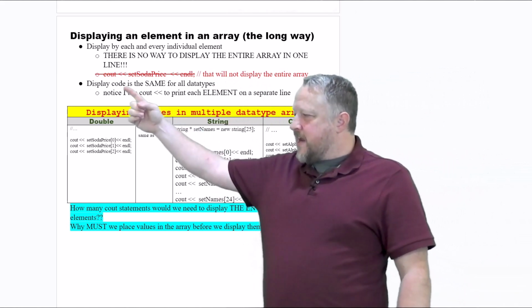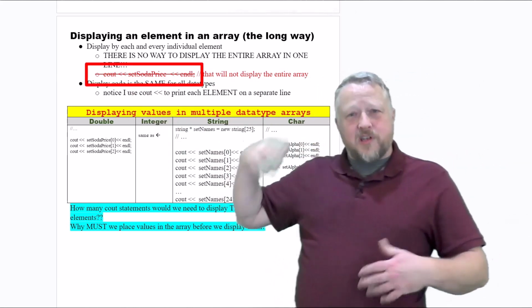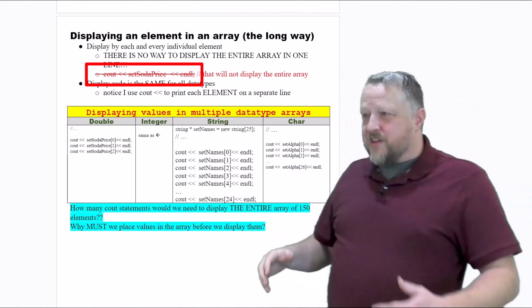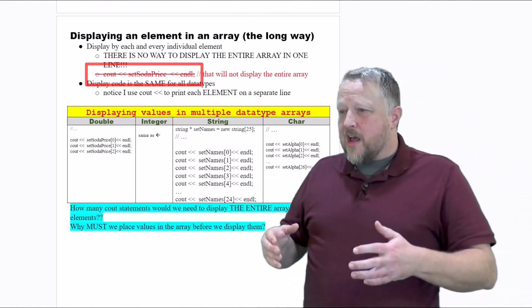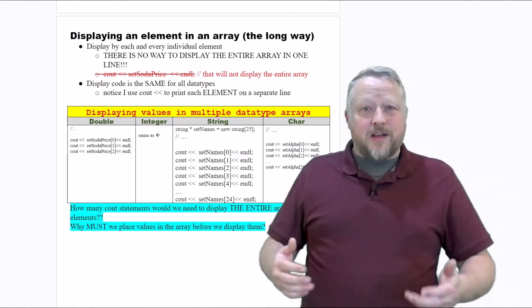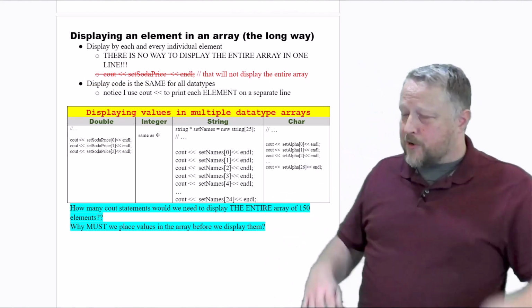If you did cout of set soda price, that was the name of one of the previous arrays, it basically won't display the entire array. Matter of fact, what it'll do is actually display the location in memory where that array starts off. You're welcome to try it.